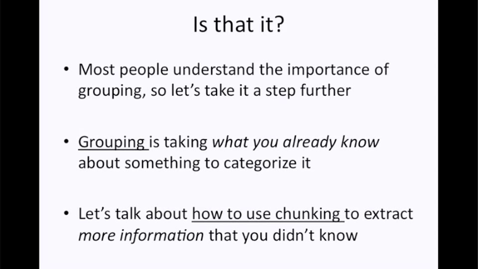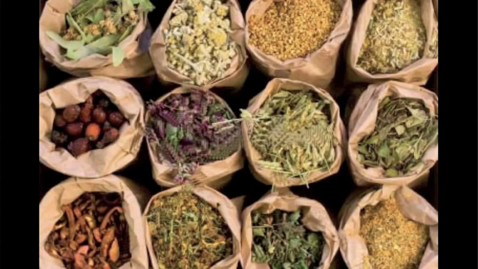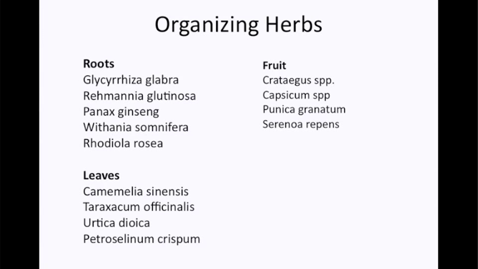Now, the way I see it, grouping is taking what you already know about something and then using that to group it and categorize it. Now we're going to see how you can use chunking to extract more information than what you were given. So let's give it a shot with herbs. So let's start by organizing herbs, and I've decided to organize them based on the part of the plant that's used. So we have roots, leaves, and fruit.